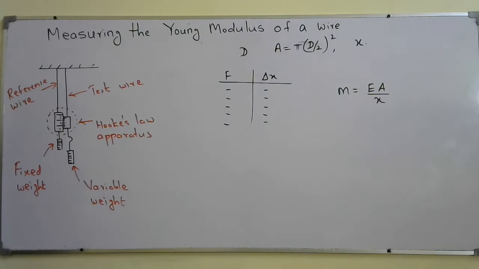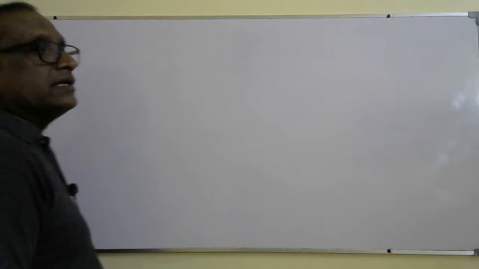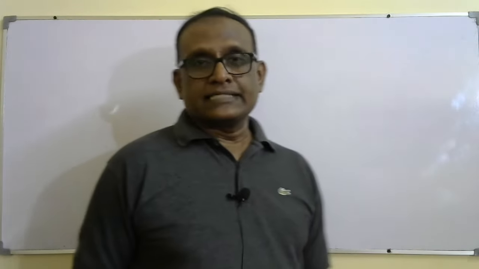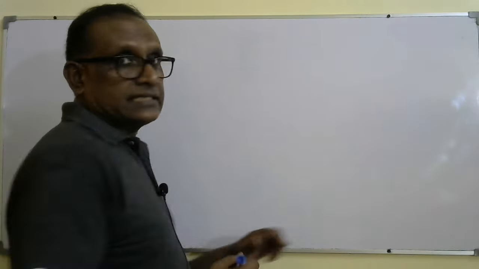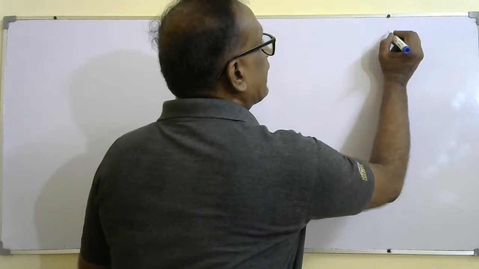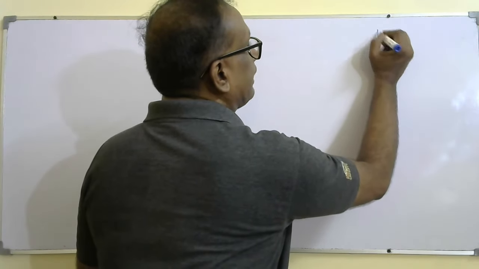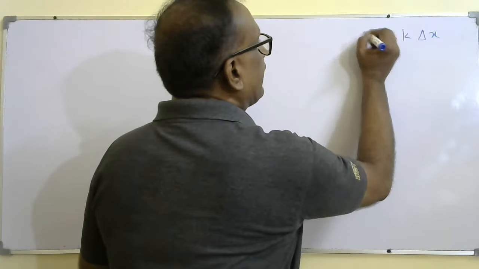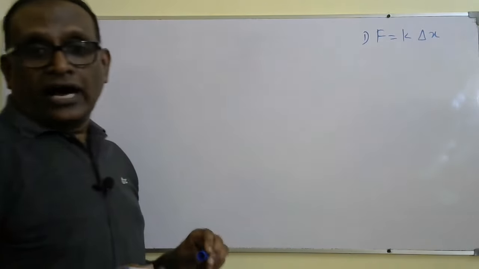Okay, before starting questions, we'll summarize. That's all the theory. I'll summarize it. The first equation we came across is the Hooke's law equation, that is force is directly proportional to extension, or F equals K delta X. For springs we call K the spring constant. For other elastic materials we call K the force constant.